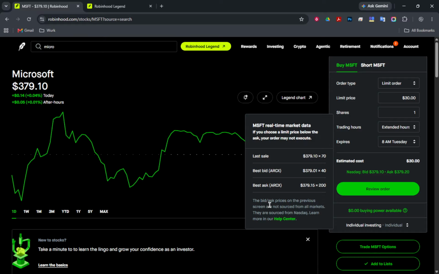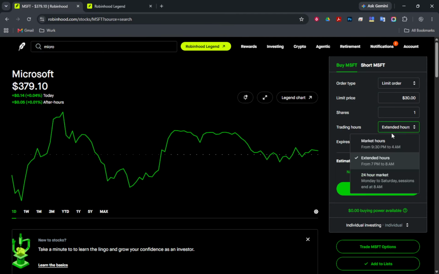With all this knowledge, you're now equipped to use Robinhood's extended hours trading effectively. Stay informed, stay cautious, and make the most of the opportunities available to you.